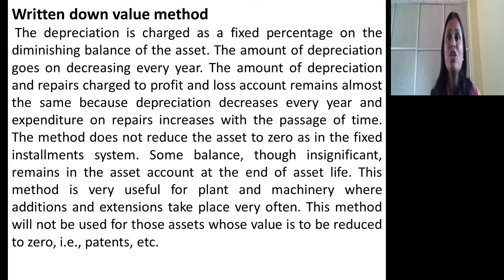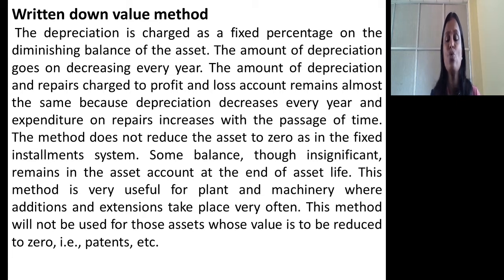You know that under the original cost method, we charge the same amount of depreciation, so the value of the asset reaches zero at the end of its lifetime. But that is not the case with written down value. Some insignificant amount will be left with the asset even at the end of its lifetime.